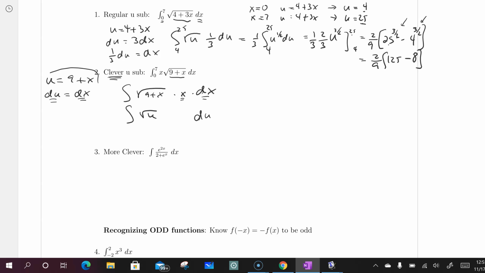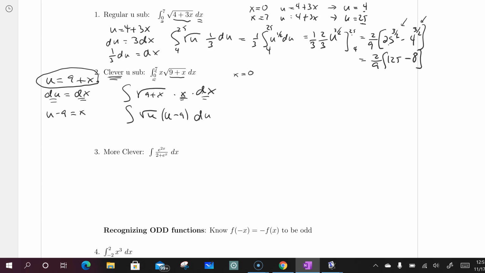So it all comes back to this conversion factor here. So can I do something here to substitute in for x to get it in terms of u's? Yes, I can. So I can say u minus 9 is equal to x. So replace this with u minus 9. Okay, so I still have these limits of integration to take care of.